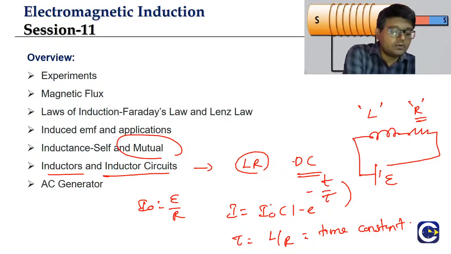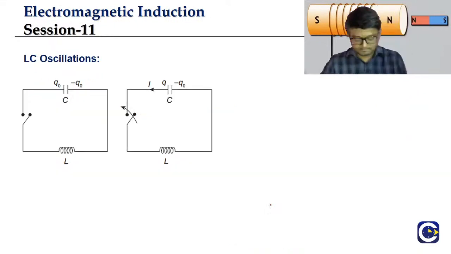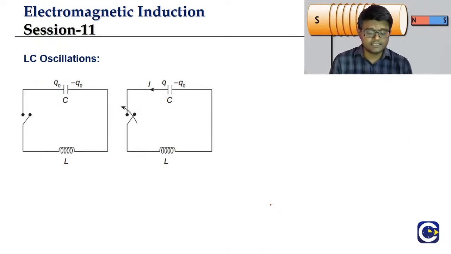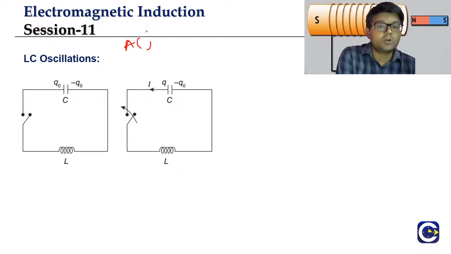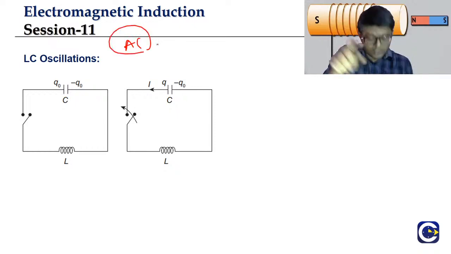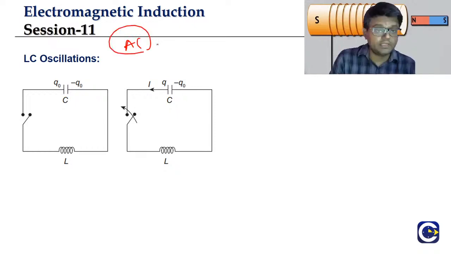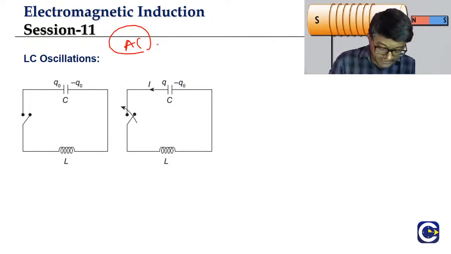Now what we are going to start with in this session is the concept of what we call LC oscillations. And this one we'll be covering again in a little bit more detailed manner in the next chapter also. Alternating current, just mark it. We'll cover the LC oscillations in the next AC chapter also.